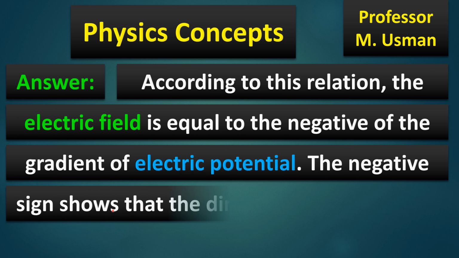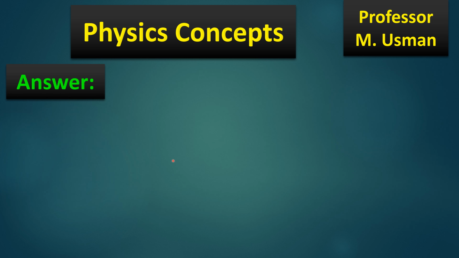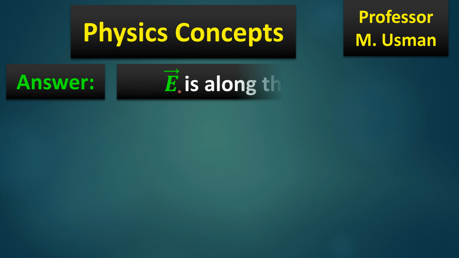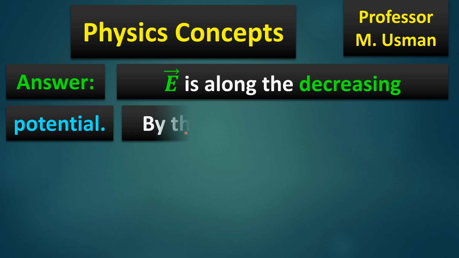The negative sign shows that the direction of electric field E is along the decreasing potential. The negative sign represents that in the direction in which E decreases, the change in potential increases, or the potential difference increases.